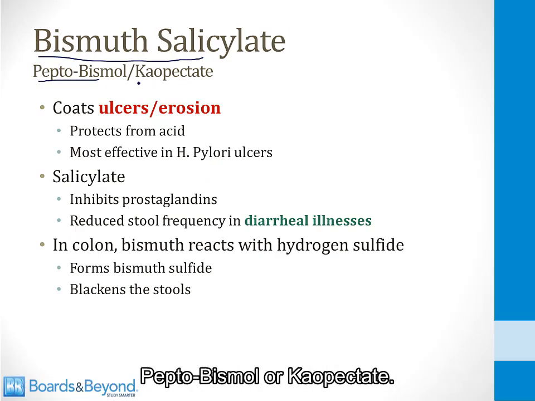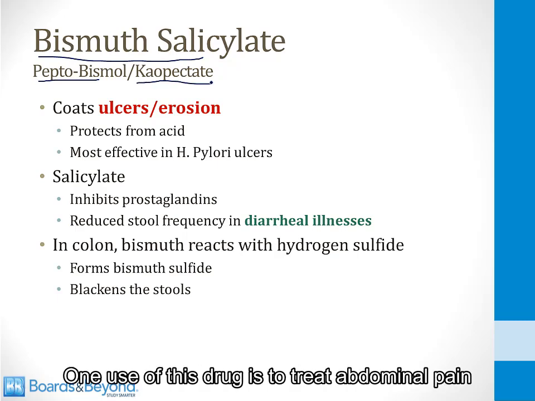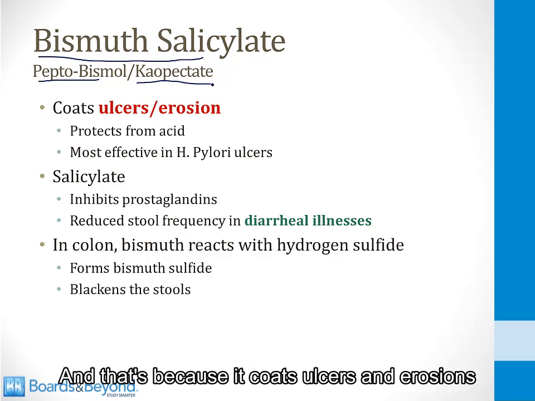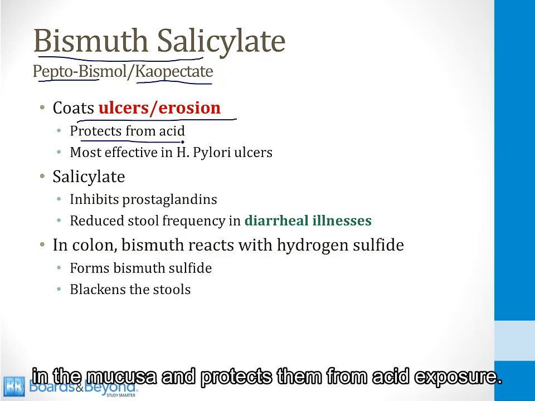The next drug we'll talk about is bismuth salicylate, which you may know by two of its trade names, Pepto-Bismol or Kaopectate. One use of this drug is to treat abdominal pain related to ulcers and erosions, and that's because it coats ulcers and erosions in the mucosa and protects them from acid exposure.